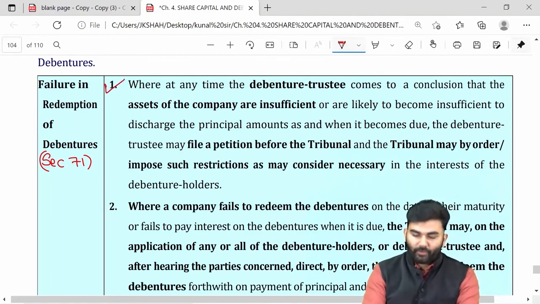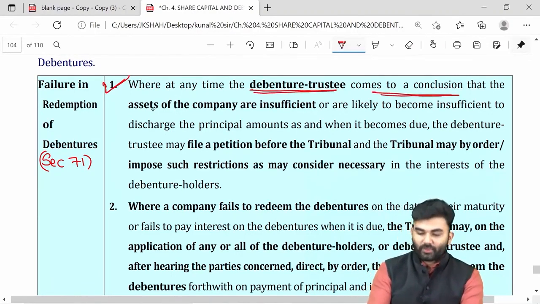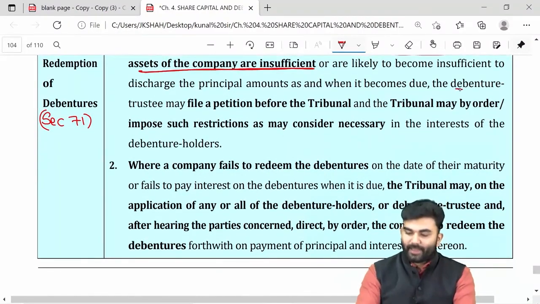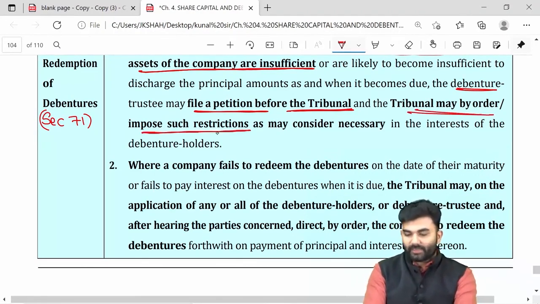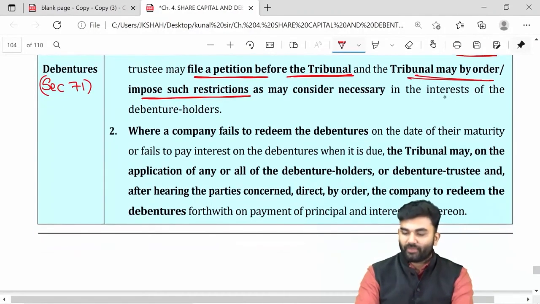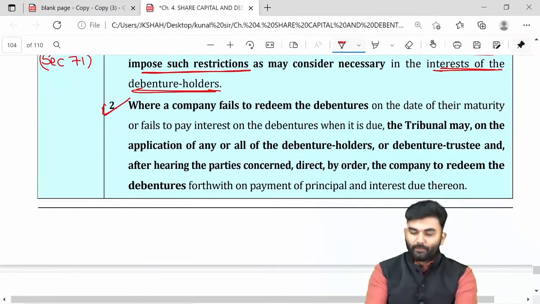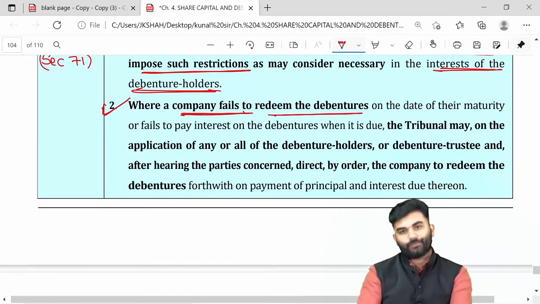See, at any given point of time, if the debenture trustee comes to a conclusion that the assets of the company are insufficient to discharge the liability of the debenture holders, then the debenture trustee can file a petition before the tribunal. The tribunal may by order impose certain restrictions upon the company, and such restrictions will be for the betterment of the debenture holders.